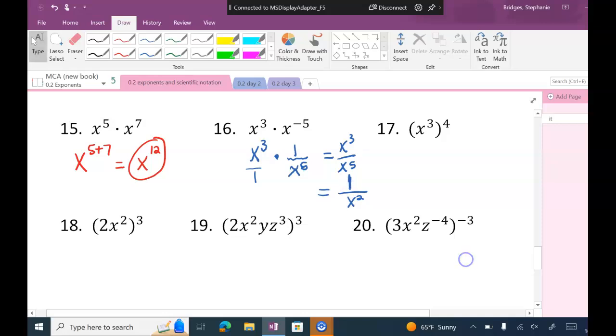Or we could go from this point, and we could say, all right, we would do x to the 3 minus 5, which would give me x to the negative 2, which I then would simplify. So there's a couple of different ways around it. It just depends on which way makes more sense to you. Good? Okay.